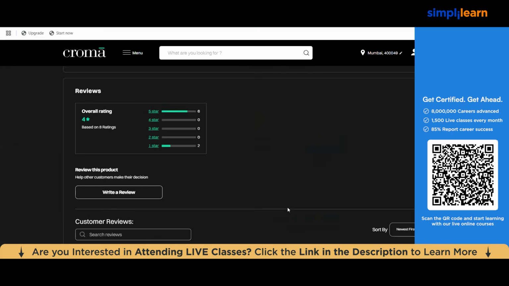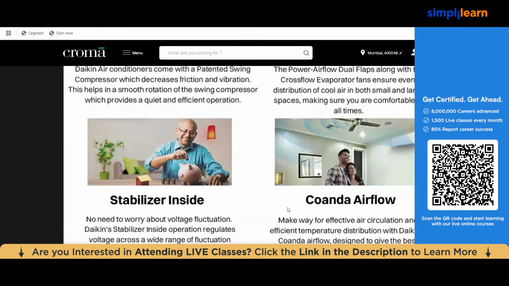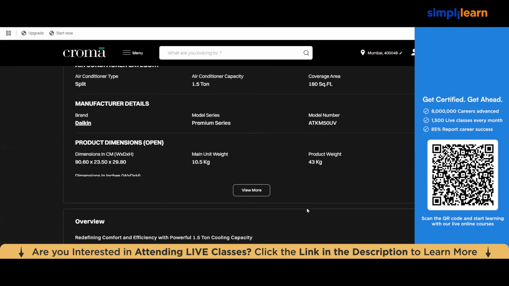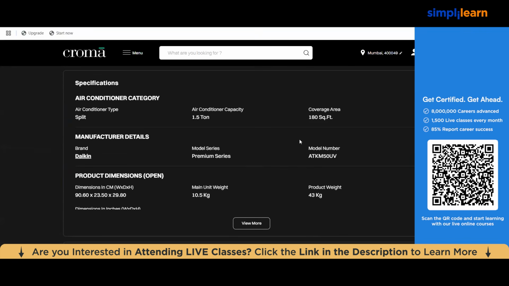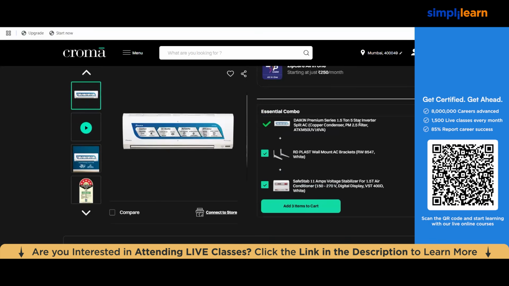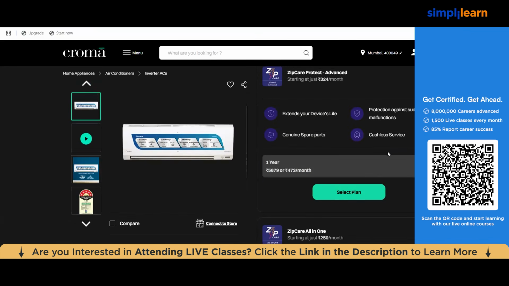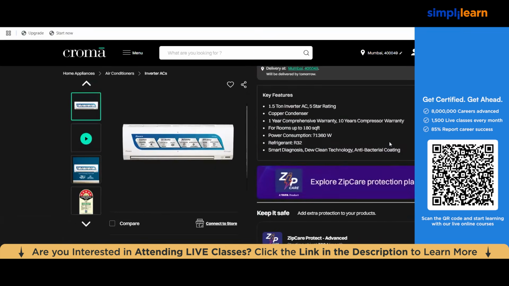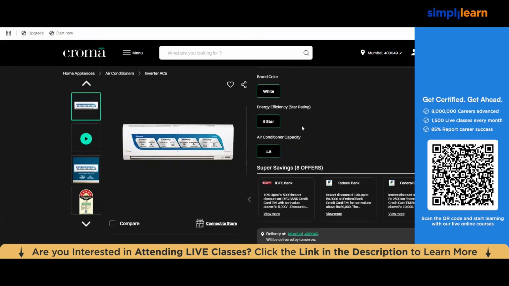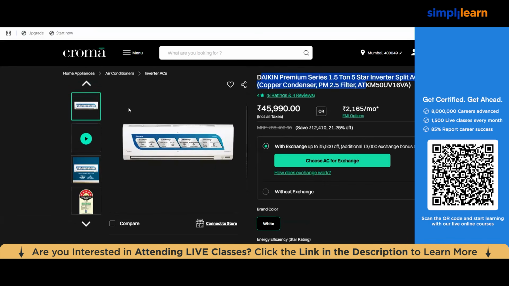these are the reviews. See, they have all the specification mentions, and this is what they will ensure to the users. Essential combos, you see the combos over here, all those things mentioned well in detail. And yeah, the key features available over here: super savings, the pricing part, and the description over here, right?